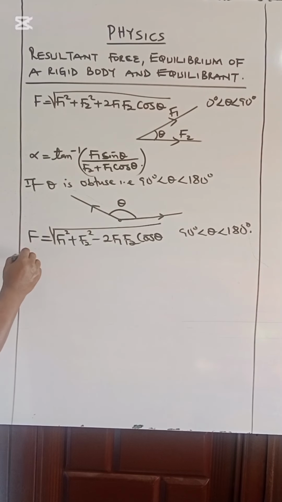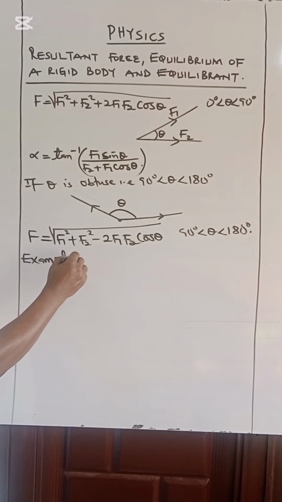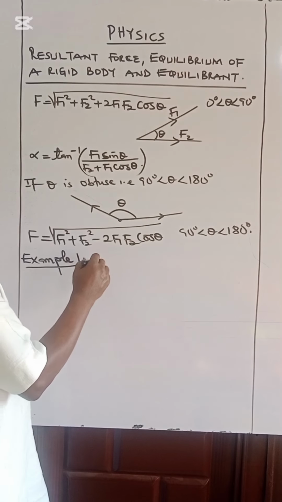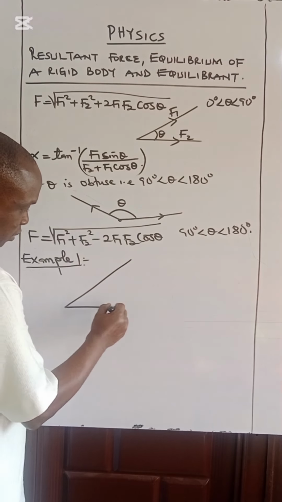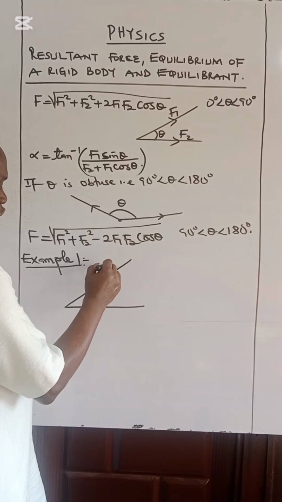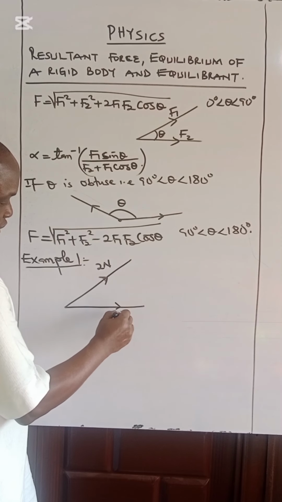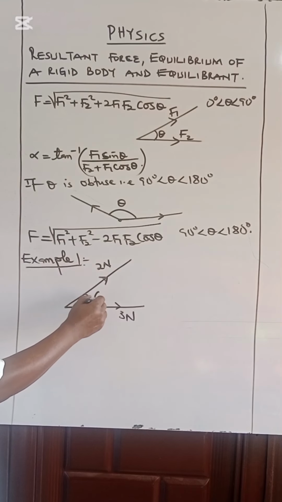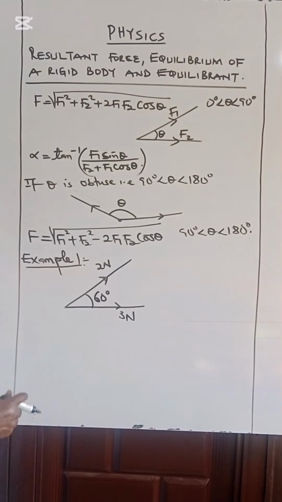So we want to look at an example. Example 1. Two forces of magnitude, let me say this is 2 Newton and this is 3 Newton. They are acting on a body at an angle 30 degrees to each other. Then you have to find the resultant.